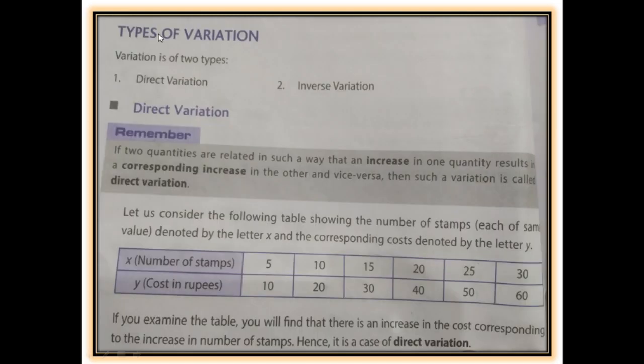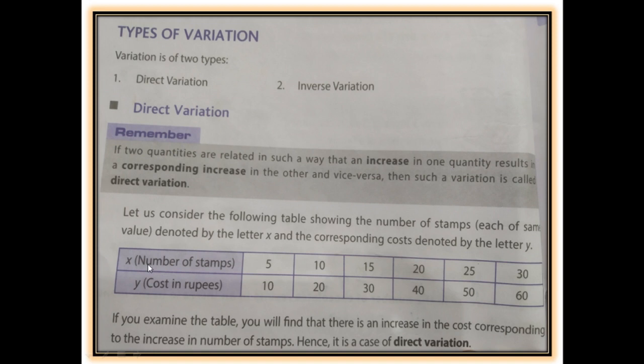These variations are of two types. One is direct variation and the second is inverse variation. I have given you the example of direct variation. Let's have another example. This is the definition of direct variation. You can write it in your own words also.